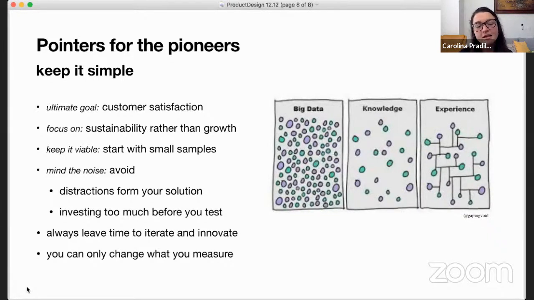And the bottom line is you can only change what you measure, right? It's very important to have indicators. And that's why I was saying, measure how simple your design or your solution is, how much your users engage with you, so that you can really iterate on that. You need markers to know if you're improving or not.